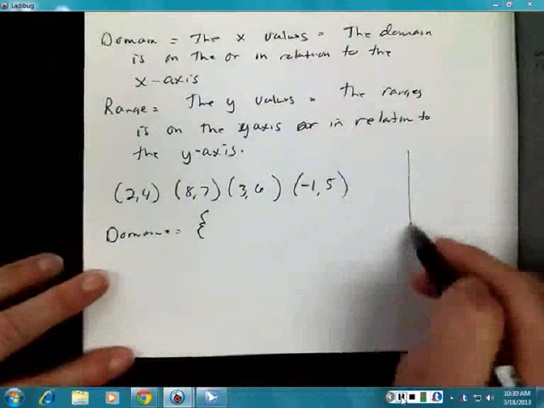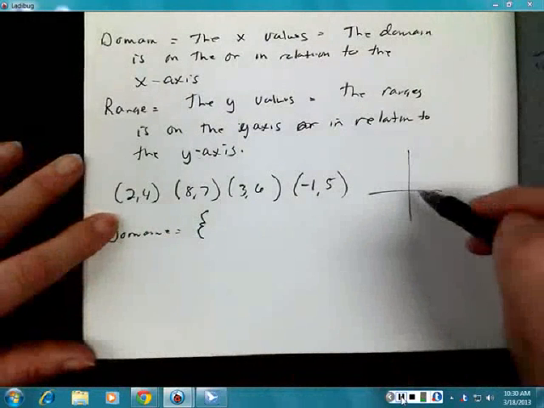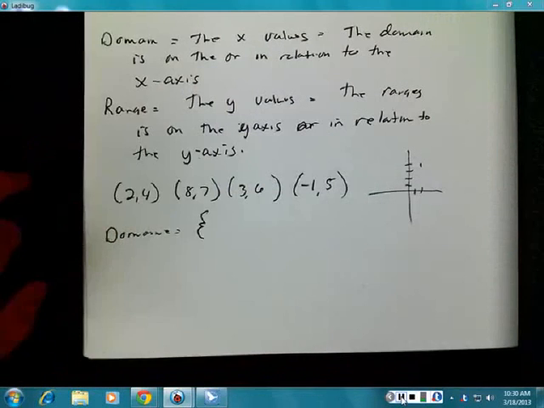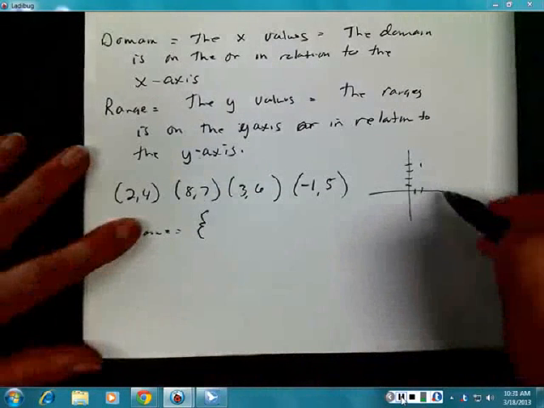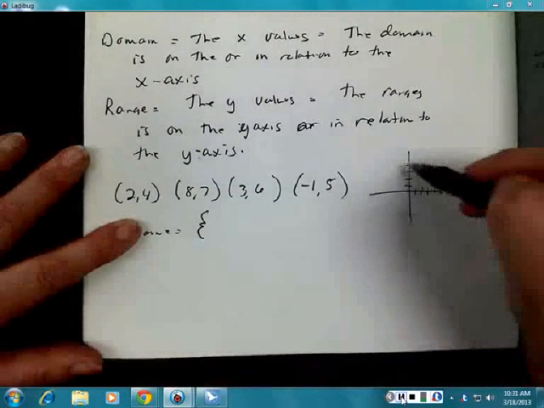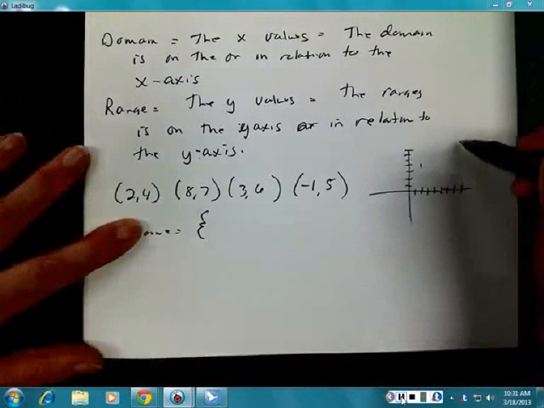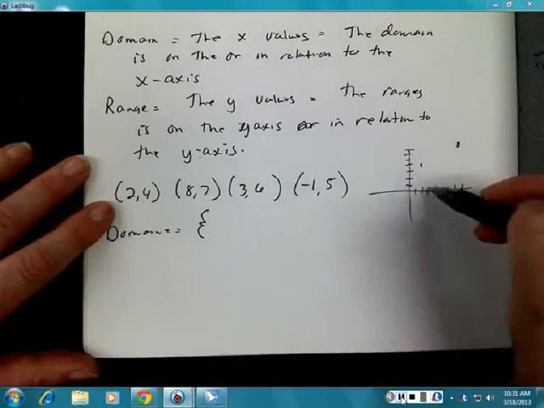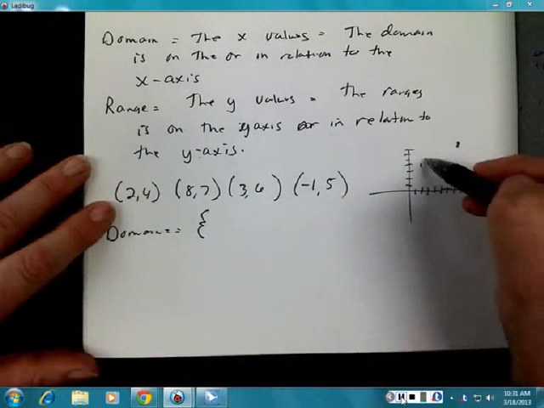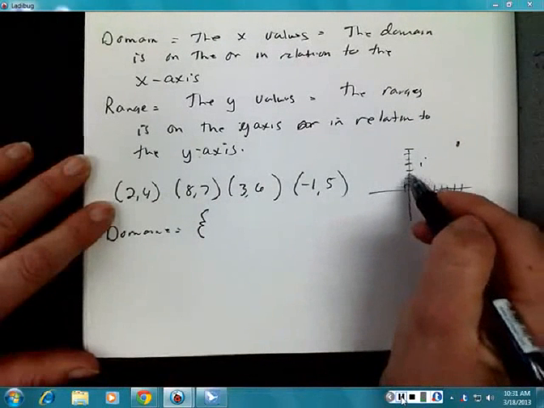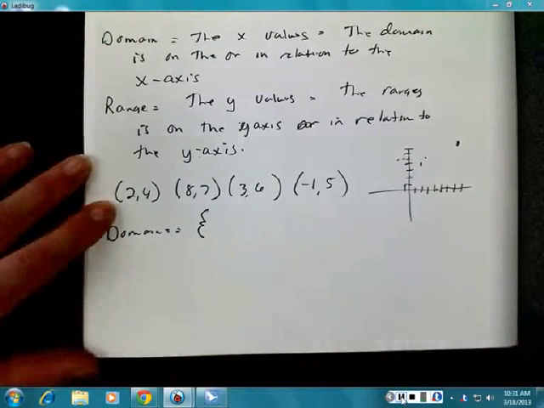So if I had my graph out here and I graph 2, 4, I would be up and have a 2, 4. Then I'd be out at 8, and I would be up at 7. And they're just simply dots. When I'm at 3, I'm up at 6. When I'm at a -1, I'm up at 5. And they're just dots sitting on there.